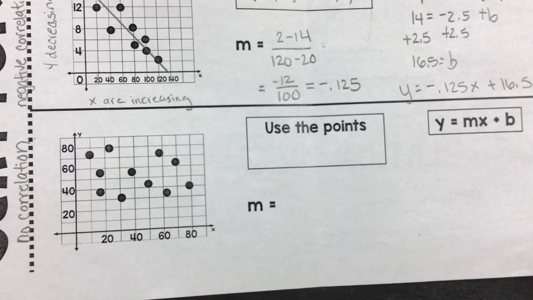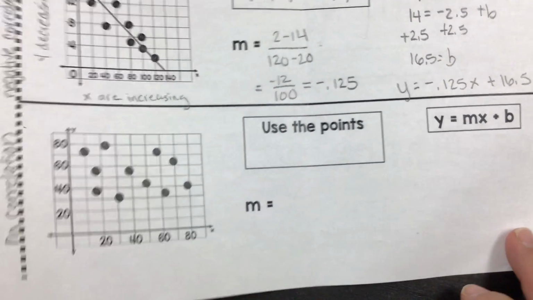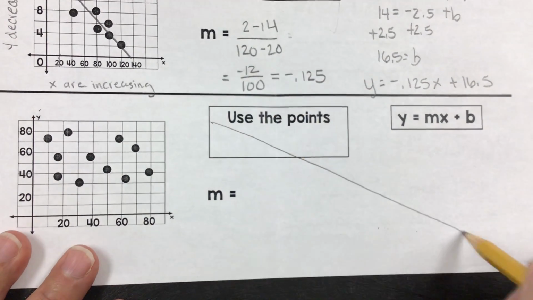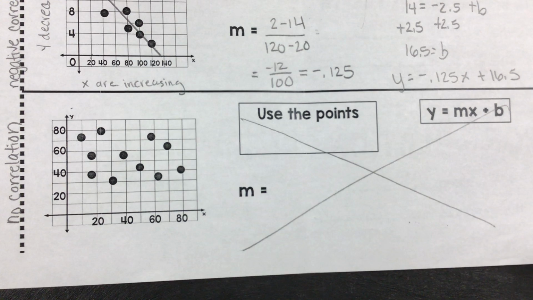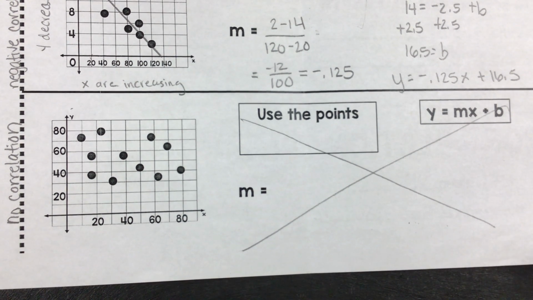If I can't draw a line, then can I write the equation of a line? No. I can't draw a line. That means I can't write a line.